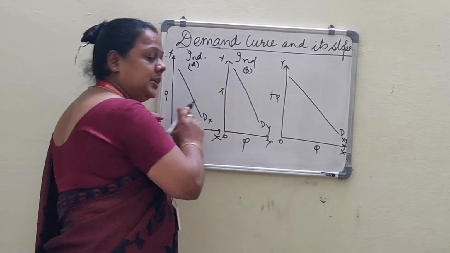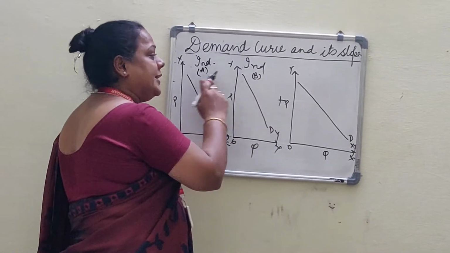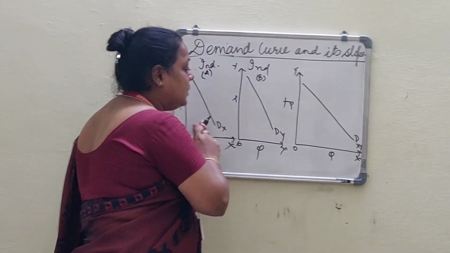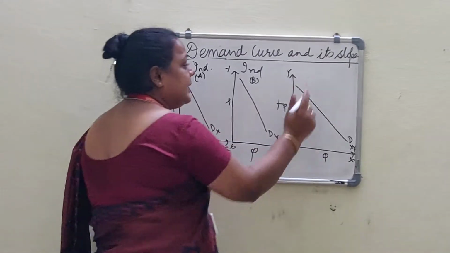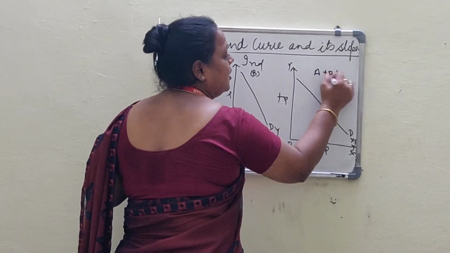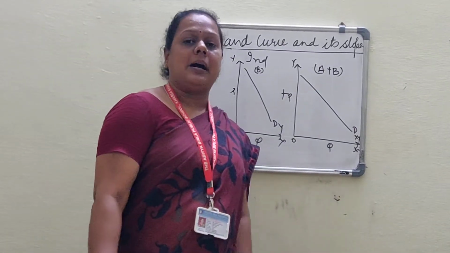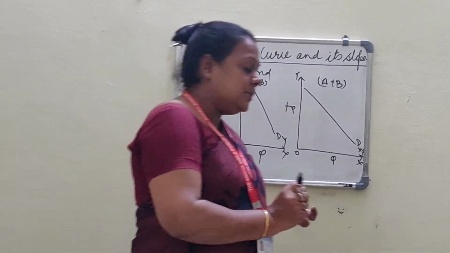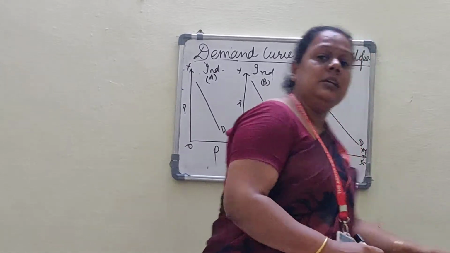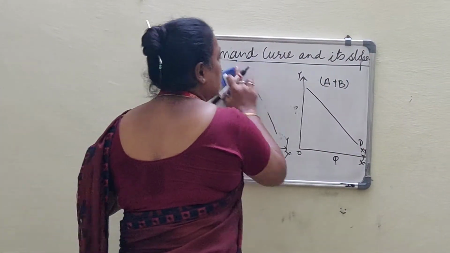That means these were the individual demand curves of customer A and B, and when we add up these two demand curves, we can derive a market demand curve of A plus B. So this is something we called the market demand curve. These were the topics that we studied on that day when we had our last class.